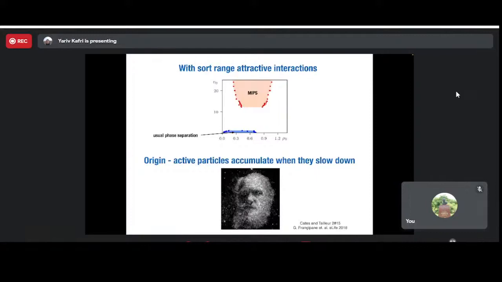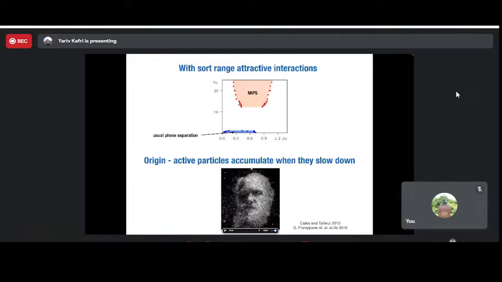So what they do is they have a strain of bacteria which slows down when it's subject to light. They shine light and let the system relax to its steady state. And you can see that by shining different patterns of light, they can paint with the bacteria. And in fact, there are some people thinking about doing lithography using these methods.